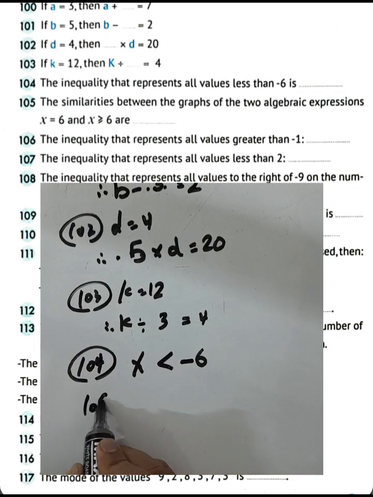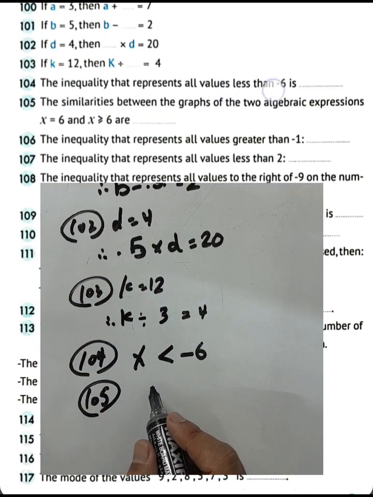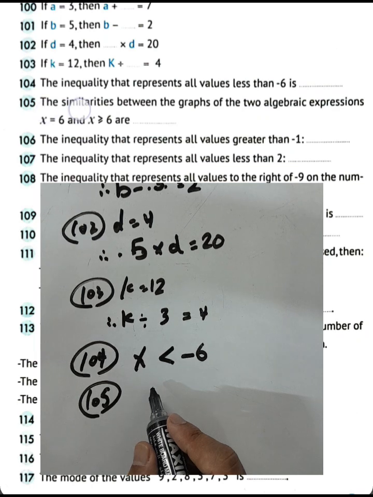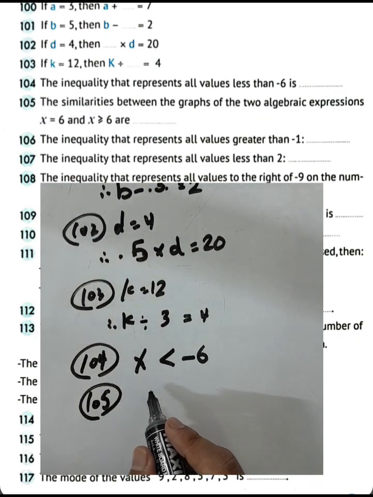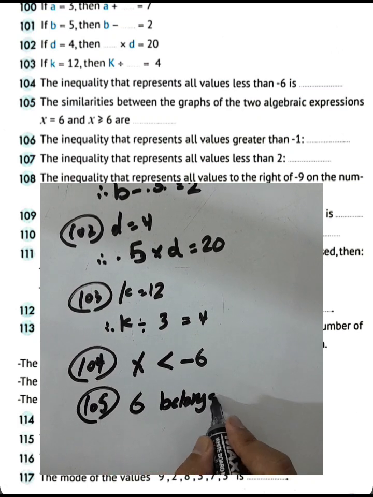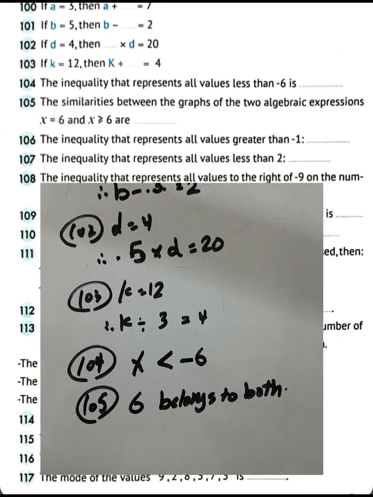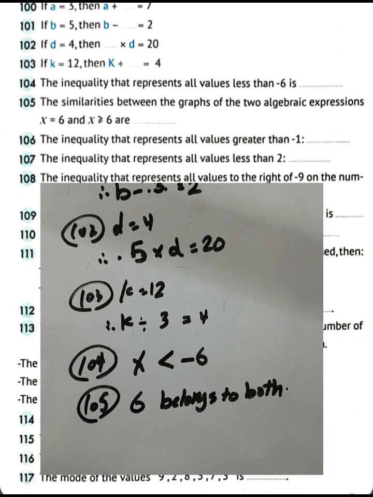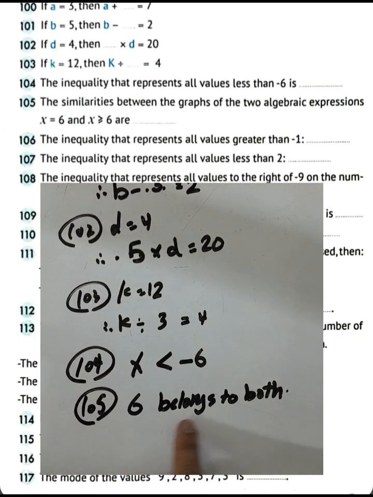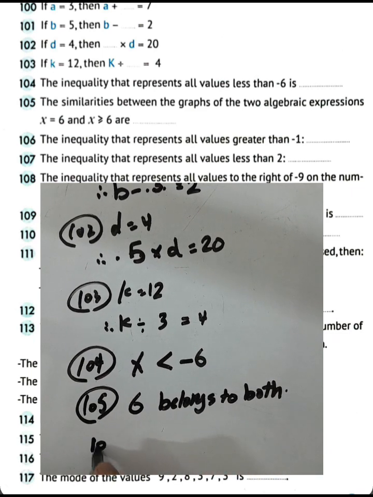Question 105, the similarities between the graphs of two algebraic expressions, x equals 6 and x greater than or equal to 6. 6 belongs to both, right? Because x equals 6 here and x greater than or equal to 6 means 6 belongs to the first equation and the second inequality. Then the similarity between the graphs of the two algebraic expressions is that 6 belongs to both.